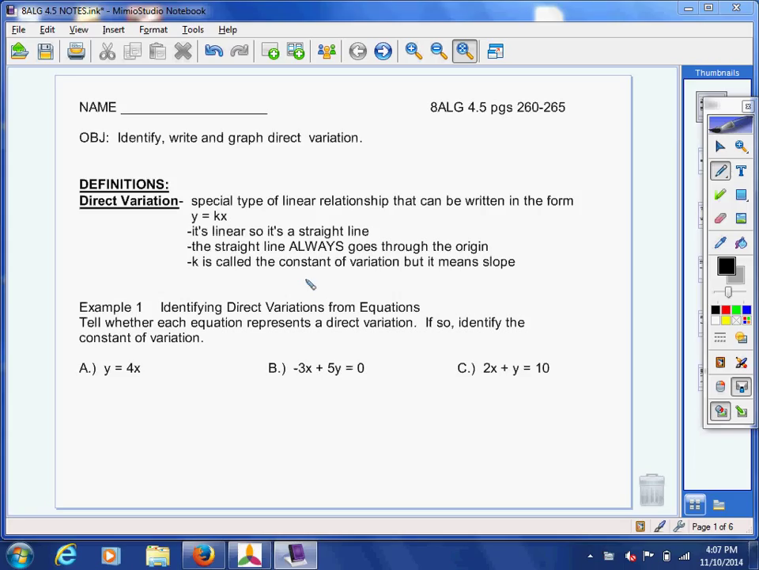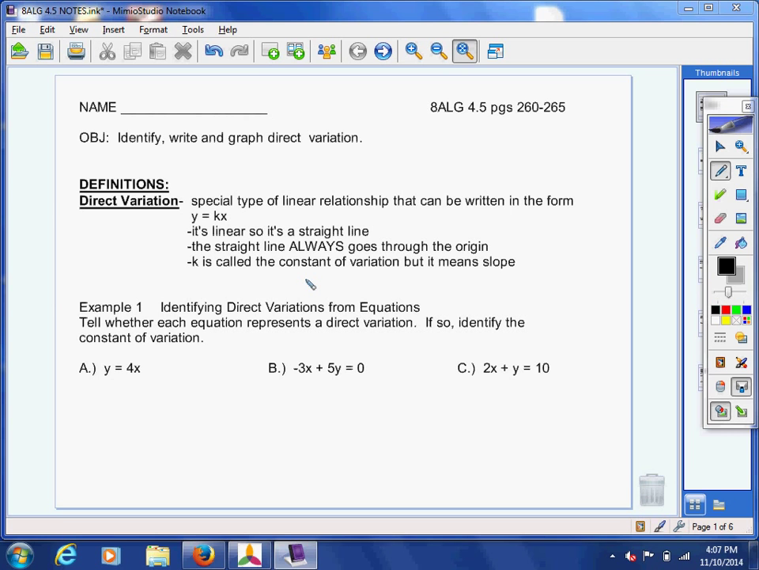All right, our objective today, we are going to identify, write, and graph direct variations. And so you're probably wondering, what in the world is direct variation and how does it fit into what we've been studying? We've been studying linear equations and we've been studying slope. So this is a little bit of a tie-in, another concept to kind of focus in on.